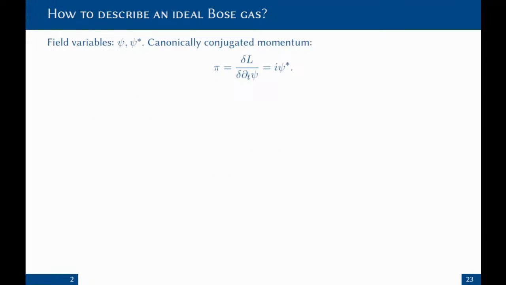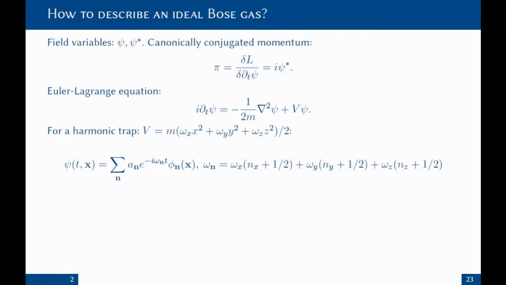As usual, the canonically conjugate momentum is defined by taking the derivative of the Lagrangian with respect to the time derivative of our variable. So in this case, it's just this function here. And the Euler-Lagrange equation, as everybody knows, is the Schrödinger equation in this case. Let's solve this for a very particular case in which our box is modeled by a harmonic trap or something like that. It means that we just have a harmonic potential here. When we do that, we can solve it exactly.